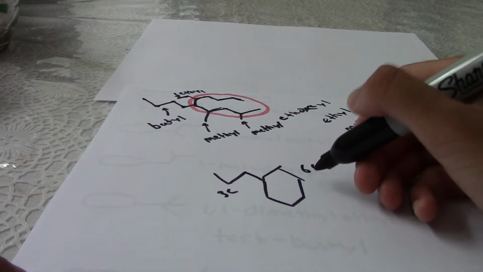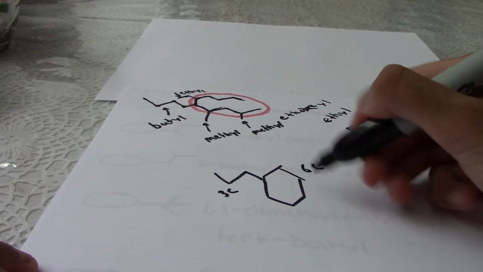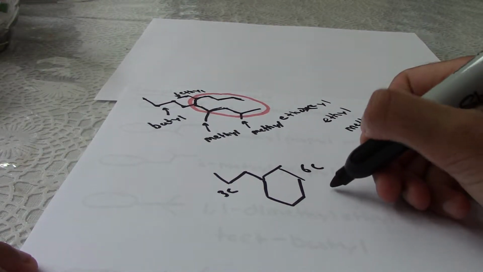And typically, if this was just a normal alkane, we would call it hexane. But when there's a ring structure that's the parent chain, we put a cyclo in front.